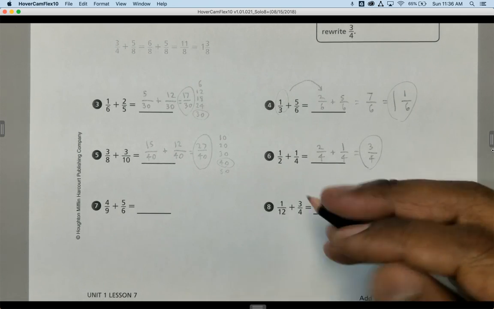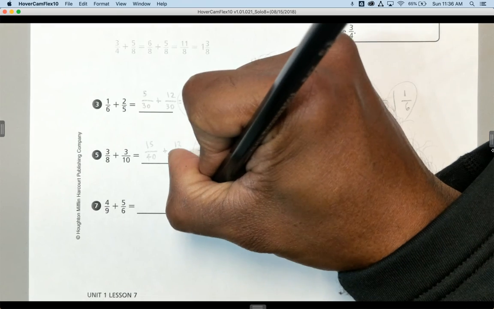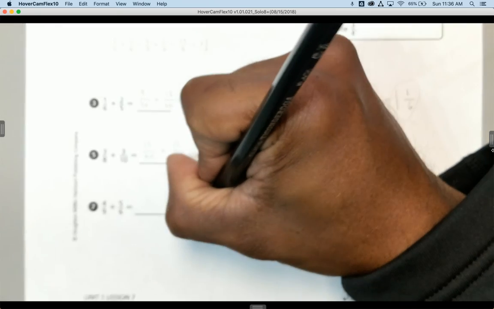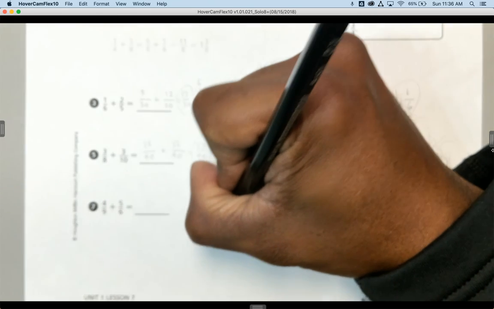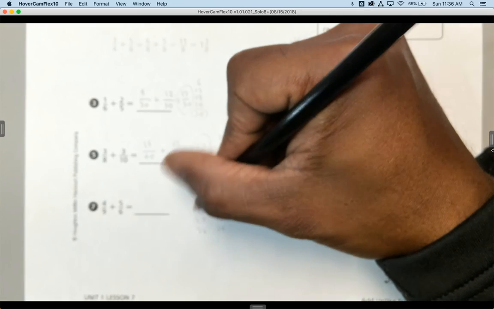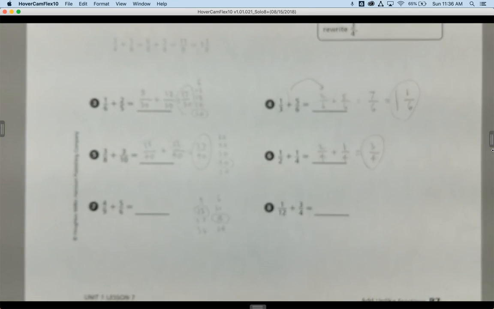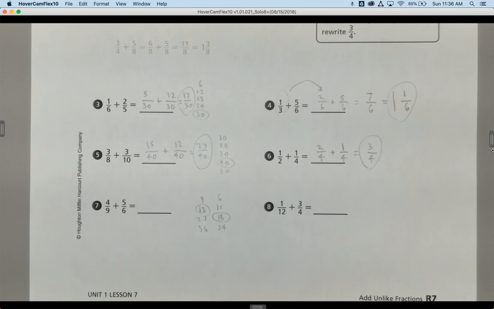I can prove that by listing out my multiples of both and noticing that 18 is the lowest common multiple that appears, right? And now let's rewrite both of these fractions with 18 as the common denominator.